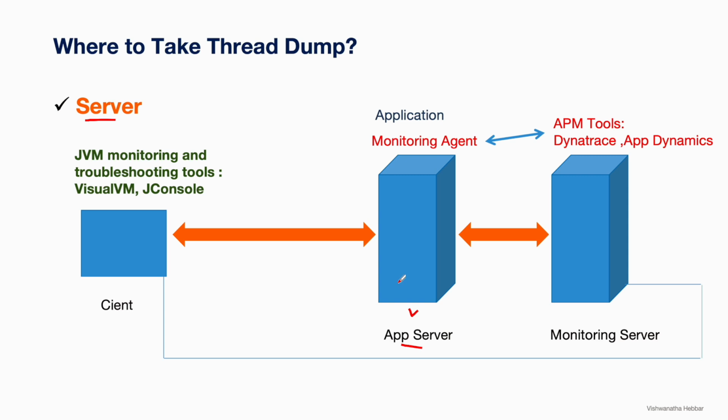In that case, we can use some JVM monitoring tools such as Visual VM or JConsole to connect to the server and take a thread dump. The thread dump is generally displayed on these tools itself, and you can download those thread dumps as well. But these tools provide an option to connect to the server and take a thread dump.